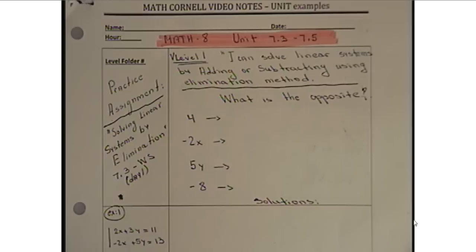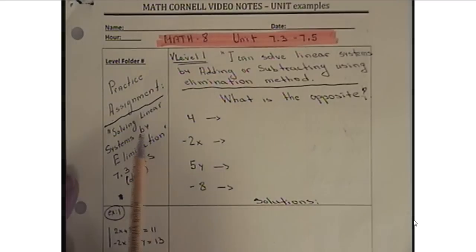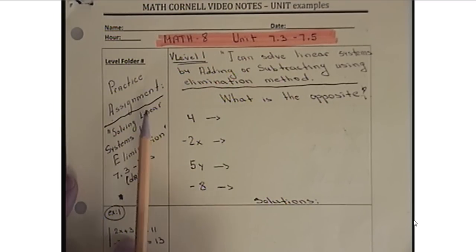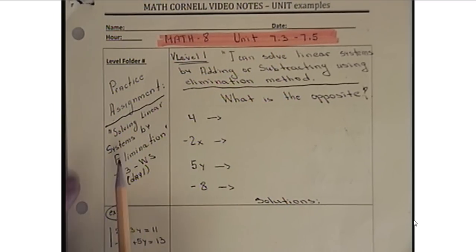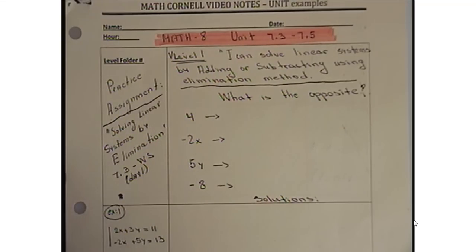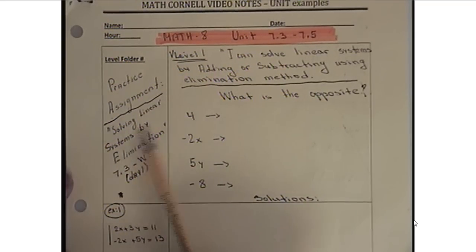So here's the first thing. Today we will discuss how to solve linear systems by adding or subtracting using the elimination method. First I want you to look over here. On the left side I have the practice assignment written for you. Once we're done with the video, the next thing you have to do is complete worksheet 7.3. It says solving linear systems by elimination.